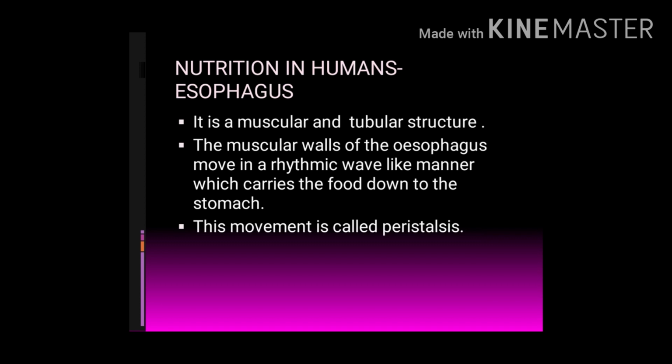Now coming to the next part of alimentary canal, esophagus. It is a muscular and tubular structure. The muscular walls of the esophagus move in a rhythmic manner which carries food down to the stomach. This movement is known as peristalsis.